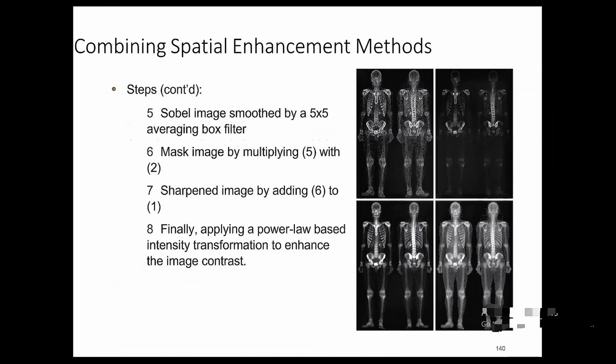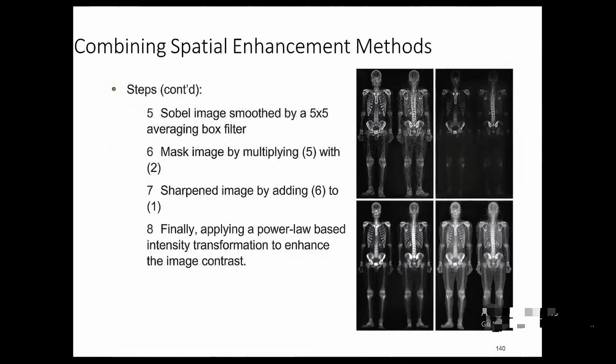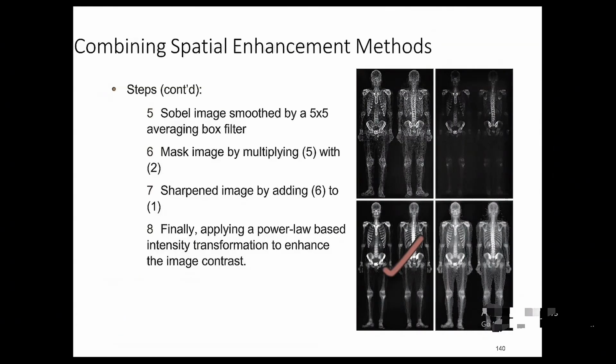Then I smoothen the Sobel operated image, this one. Why am I smoothing it? To make the mask. Then I multiply with the Laplacian image to get the edges again, and then add this to the original image. After that, I finally apply the power law based intensity transformation to get this image.